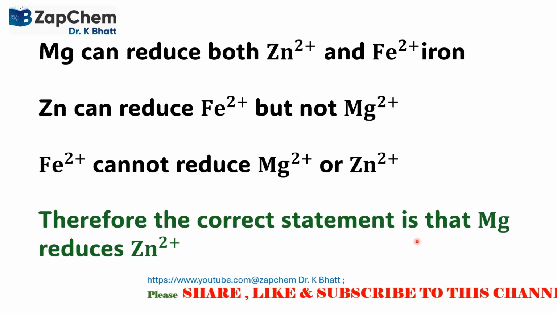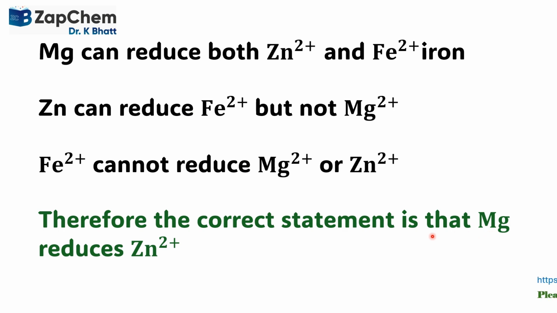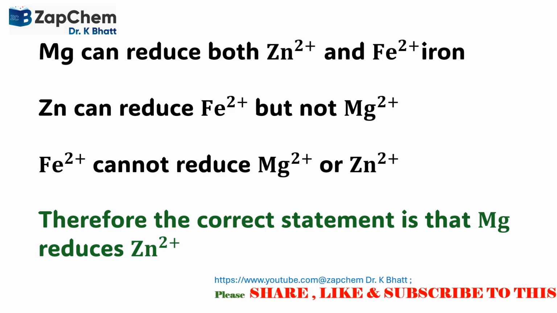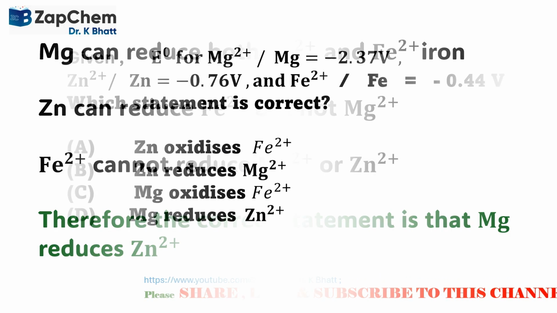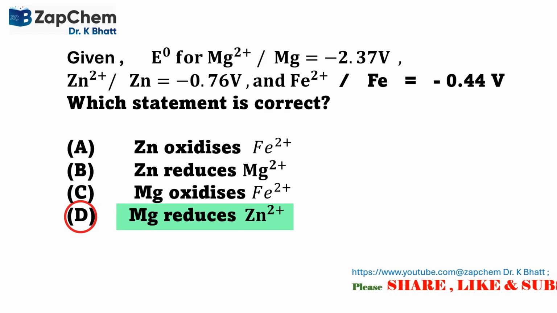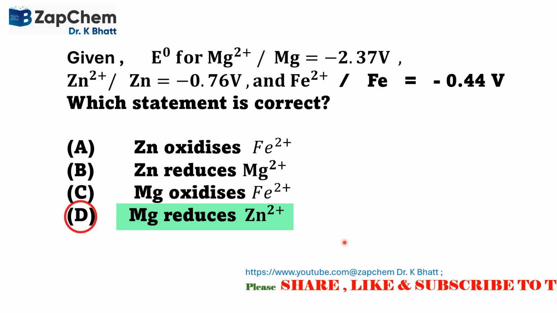Therefore, the correct statement is that magnesium reduces Zn2 positive, and that is the right answer. So accordingly, we find that here option D, that is magnesium reduces Zn2 positive, is the correct answer.